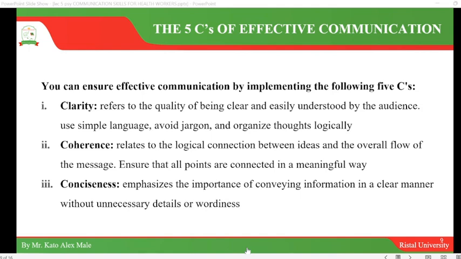Okay. The third C is conciseness. It emphasizes the importance of conveying information in a clear manner without unnecessary details or wordiness. Usually, when I'm lecturing, you find that I organize my work in a way that the next lecture is connected to the previous lecture, and the succeeding lecture will also connect to my current lecture. You get it? And I don't put unnecessary wordings. Anything I need to put in my slides, I put it there. Something that I don't need, I leave it. Meaning I have communicated effectively to you, my students.